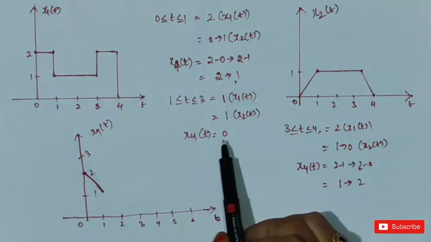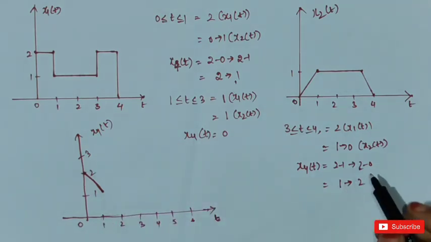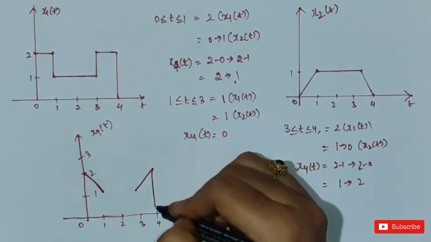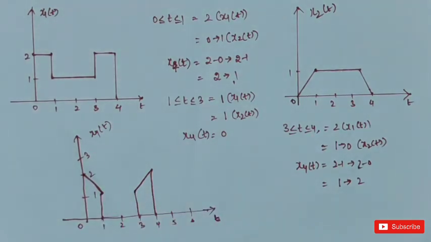In between the interval 1 to 3, it is 0. So the values are 0 in between. Consider the interval 3 to 4. Here it is increasing from 1 to 2. So the signal will be like this. This is the signal subtraction of two signals.